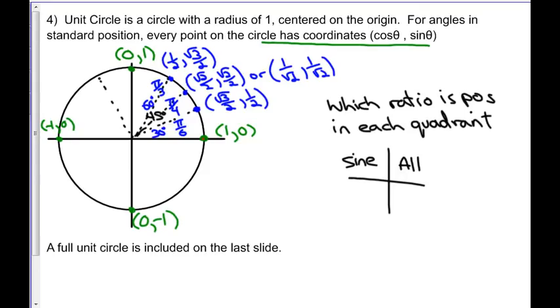In the third quadrant, both x and y are negative, so the only one that will be positive is tangent. And in the fourth quadrant, only your x's will be positive, so cosine will be positive, but sine will be negative, and tangent will be negative.